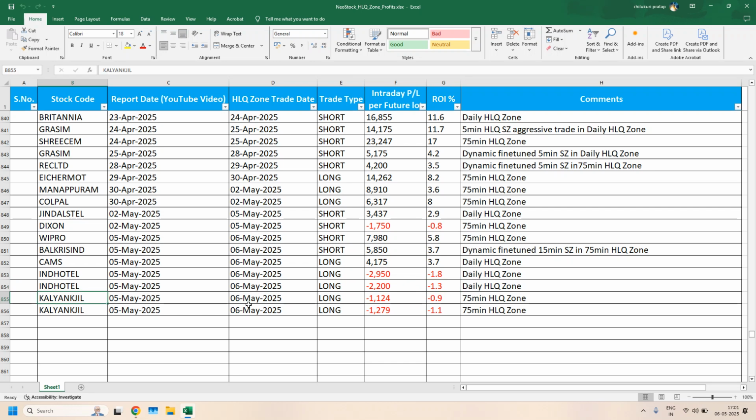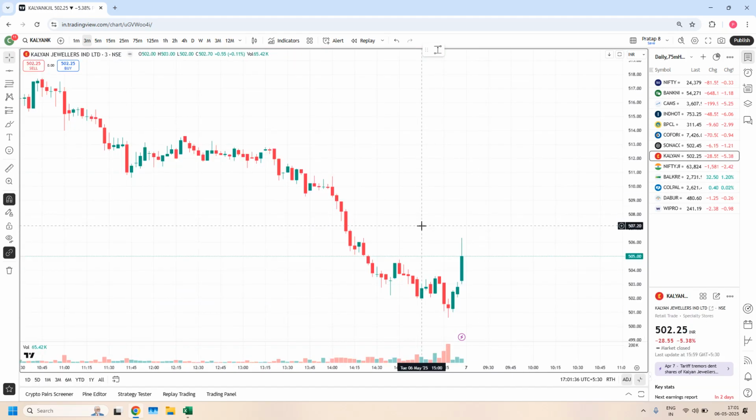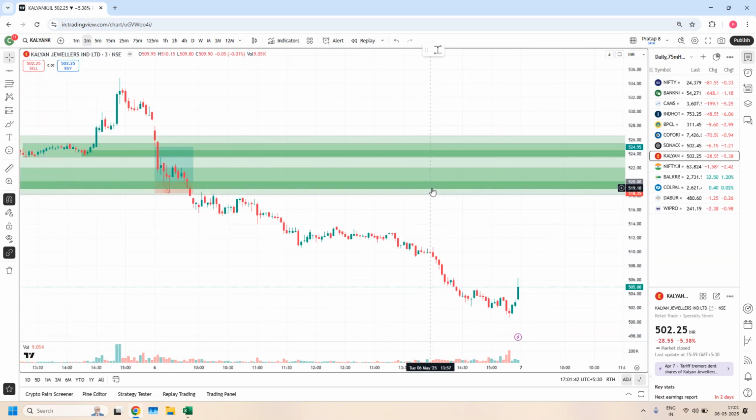Next, Kalyani Jewellers also same. Two trades are stopped out, both the order flows. Let's go to Kalyani Jewellers. So this is also a 75 minutes high liquidity demand zone.